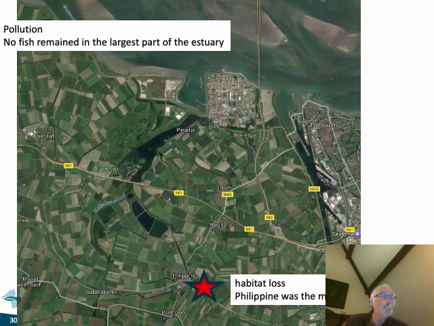And now this is the detail of the harbor of Philippine, which was the major mussel harbor, and there you can see that it is not connected any further with the estuary because of the embankments.